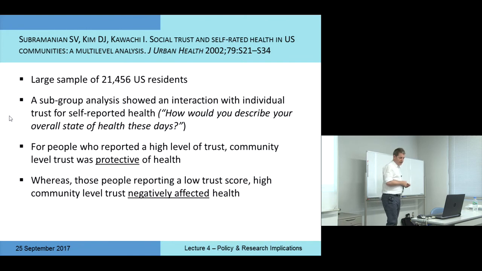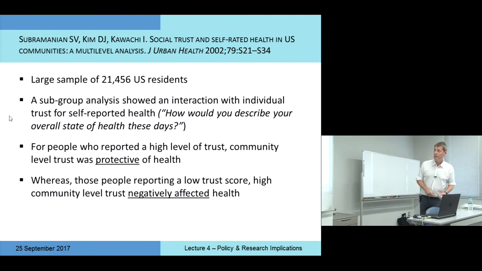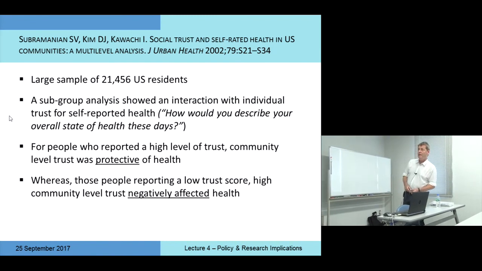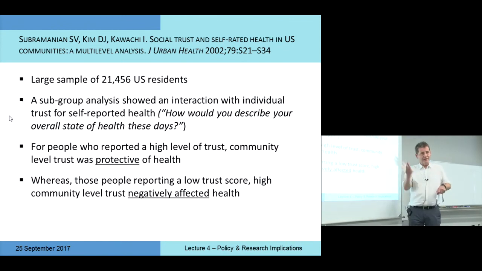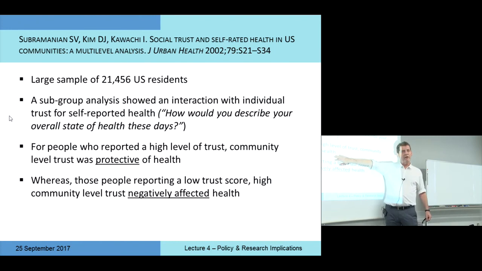There was this study, another large sample, again another survey done for another purpose, of 21,000 residents, and a subgroup analysis showed an interaction with individual trust for self-reported health. So the self-reported health was this: how would you describe your overall state of health these days? For people who reported a high level of trust, the community level trust, so that's the aggregate of individual trust, was protective of their health.